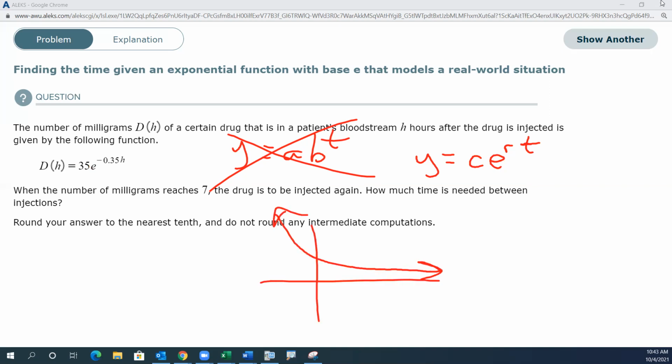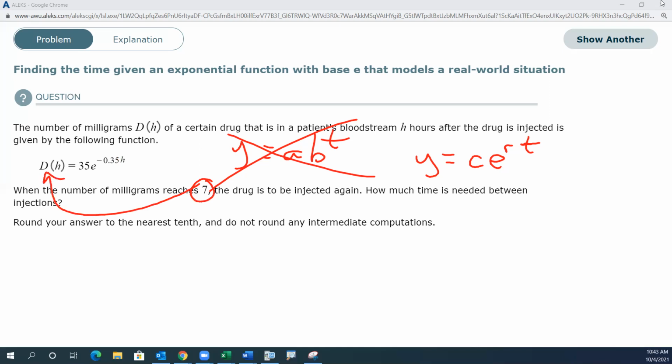It's a decreasing function. If you said it's increasing, then that means you get an injection, and then the amount of drug in your body just keeps getting bigger and bigger. You'd be like, that's weird. So when the amount gets down to 7, well, it doesn't say 7 hours. It's 7 milligrams. So this 7 is the amount you end up with. Then at that point, the drug is to be injected again. So how much time is needed between injections? Or in other words, how long does it take to go from 35 milligrams down to 7?